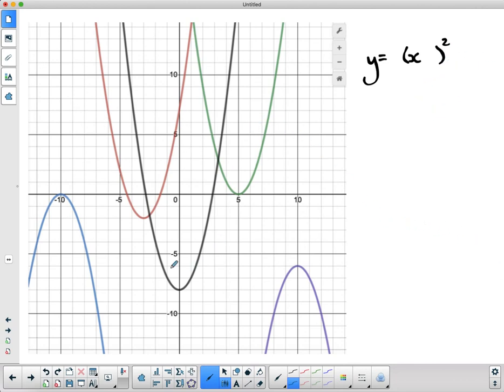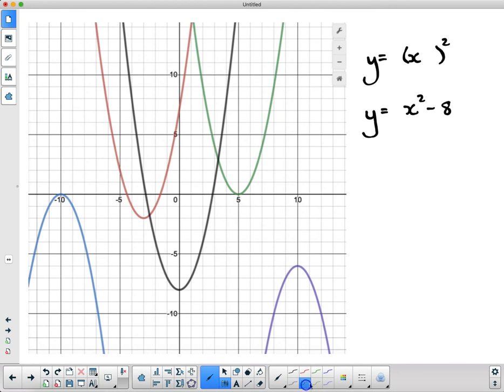Well, let's do the black one first, since I've got a black pen on here. So we'll do this black one here. Now it has no left or right shift. So since it has no left or right shift, we don't need brackets. We just have an x squared. And then it's been moved down, that's 5, 6, 7, 8, down 8 spaces, and so I need a minus 8 on the end. So that's the black one.